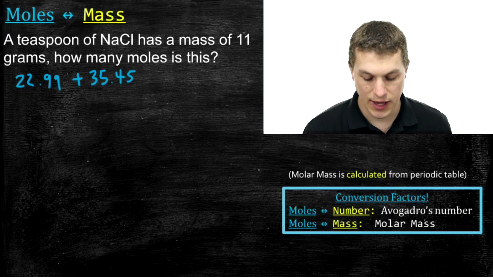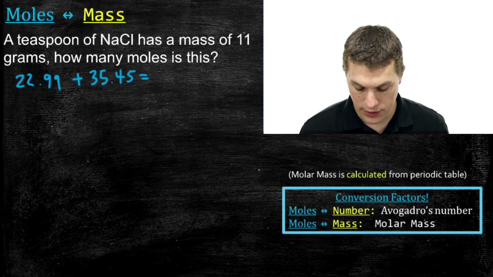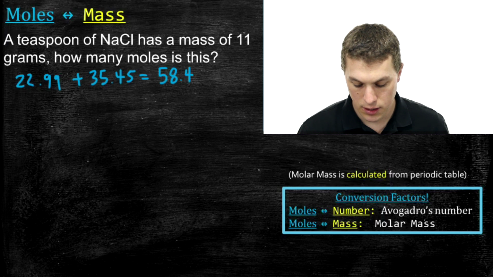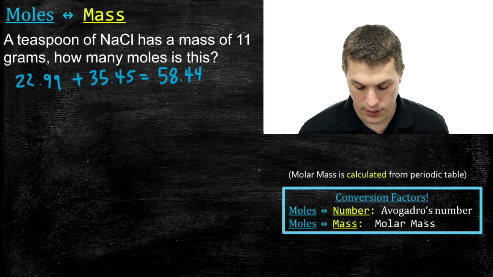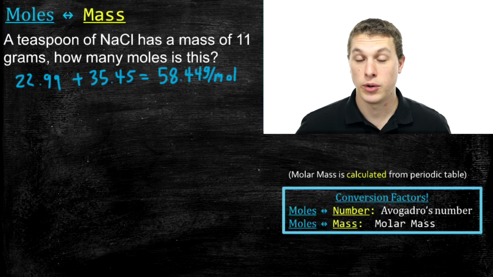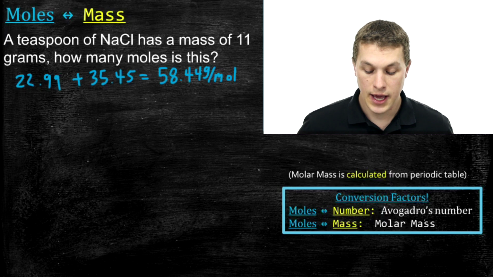And we just add those together. There's just one sodium and one chlorine in that molecule, and when we add them together, we'll get that the molar mass of the whole molecule is 58.44 grams per mole. And that per mole part is very important. This is saying that if I have 58.44 grams of sodium chloride, I have 1 mole of sodium chloride. And that's what allows it to be a conversion factor.